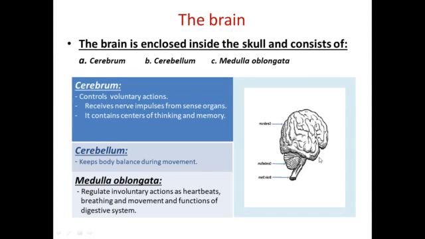Cerebellum is the next part of the brain, and it is located below the cerebrum, and it is responsible for keeping balance of the body during movement. And the last part is the medulla oblongata, which is located in front of the cerebellum, and it is responsible for controlling or regulating the involuntary actions of the body, like heartbeats and breathing, and movement and functions of the digestive system, like the movement of small and large intestine muscles.